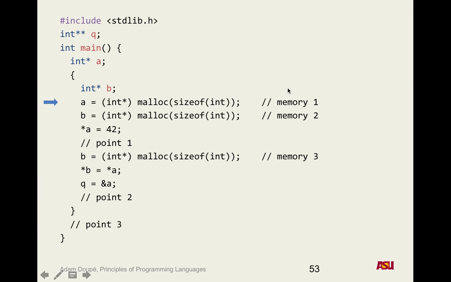Okay, now here we're mallocing memory. Memory location 1, storing the address of that location into the value in the location associated with A. Then we're mallocing a new piece of memory that happens to have the memory address of 2, and we're putting it in the value of the location associated with B. Then we're setting star A to be 42. So at this point, do we have any dangling references?